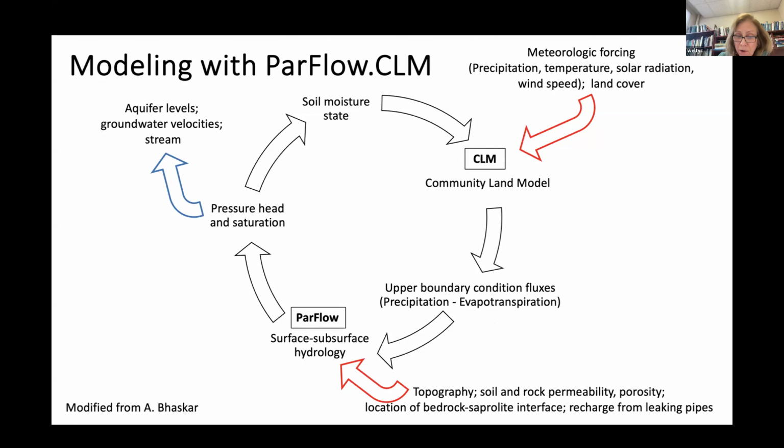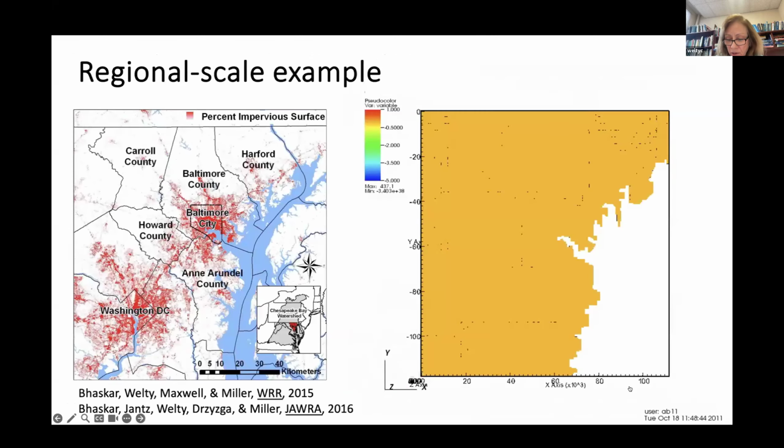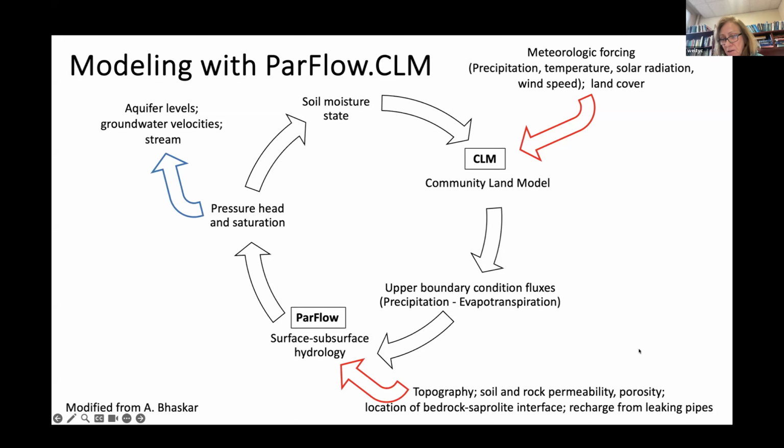Meanwhile, what you have to specify in ParFlow are the other inputs that are not necessarily changing, such as topography, soil and rock permeability and porosity, the location of the bedrock saprolite interface, if that's relevant, and aquifers and aquitards, if that's relevant. And then you can also specify anthropogenic perturbations. You can tweak the model with anthropogenic perturbations, such as recharge from leaking potable water pipes and others. So all of this goes into ParFlow coupled with the boundary conditions, and what is solved for is pressure head and saturation.